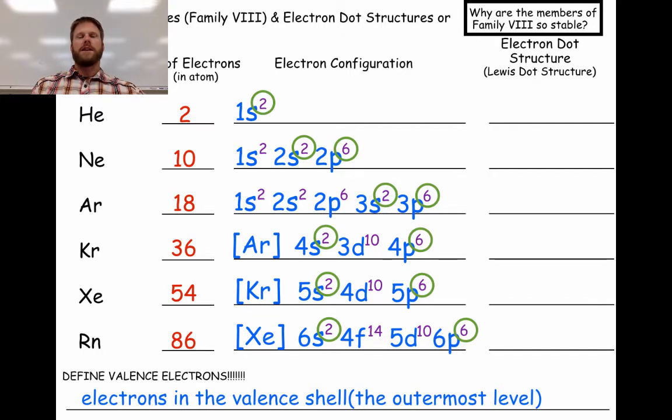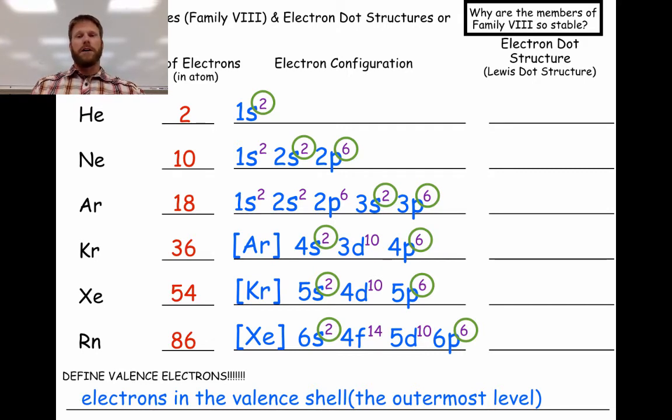That is why they don't react. They don't need any more electrons to fill up their valence shell. The whole purpose of bonding for atoms is to fulfill a full valence shell. What can they do to get 8 electrons in their valence shell? Noble gases already have that configuration. That is why they do not react.